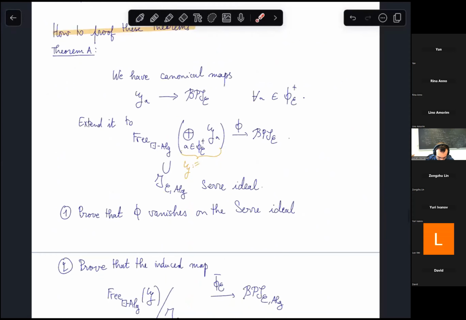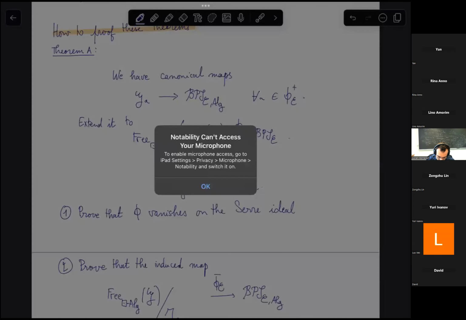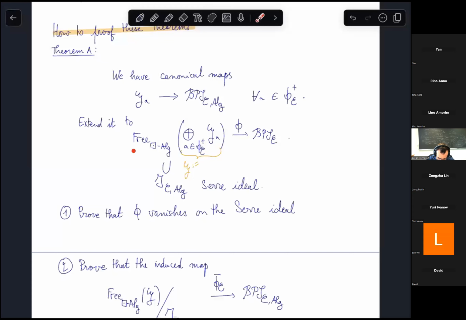So I explained that we have canonical maps from the generators to the BPS algebra, associative version. When you have a map from sub-objects, you can naturally extend it to a map from the free algebra generated by the direct sum of all these objects to the BPS algebra, by just using multiplication, as in the category of vector spaces. And inside this free tensor algebra, there is the Serre ideal generated by Serre relations. So we had the adjoint action of something applied a certain number of times to something else was 0.